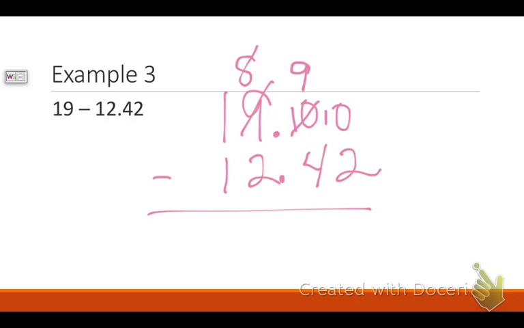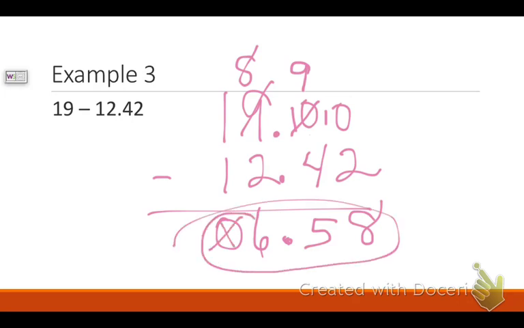Alright, do not borrow from the 10. 10 minus 2 is 8, 9 minus 4 is 5. Bring the decimal point straight down, 8 minus 2 is 6, and 1 minus 1 is 0, so I don't have to put it there, but if I want to, I can, or you don't have to. It doesn't matter. And that, ladies and gentlemen, is your difference.